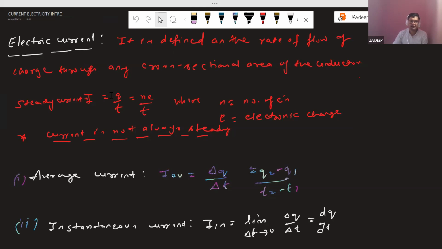Current is defined as the rate of flow of charge through any cross-sectional area of the conductor. Steady current equals Q over T. Q is the charge, T is the time, and Q also, by the property of the electric charge, is quantization of charge. Q equals Ne, where N is the number of electrons and e is the charge on an electron, or electronic charge.